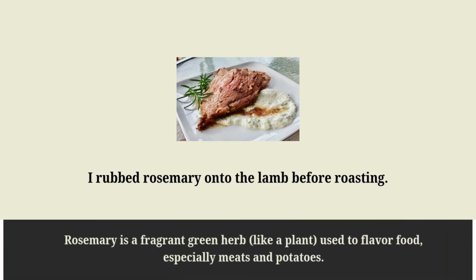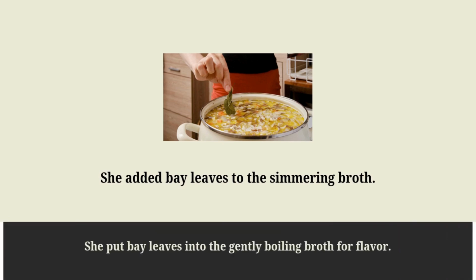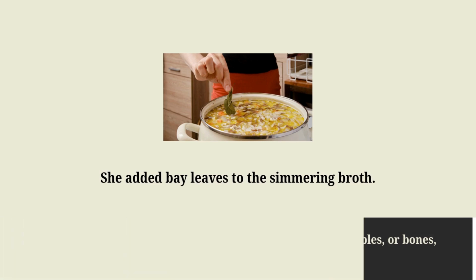Rosemary is a fragrant green herb, like a plant, used to flavor food, especially meats and potatoes. She added bay leaves to the simmering broth, or she put bay leaves into the gently boiling broth for flavor. Broth is a light, flavored liquid made by boiling meat, vegetables, or bones, often used in soups.